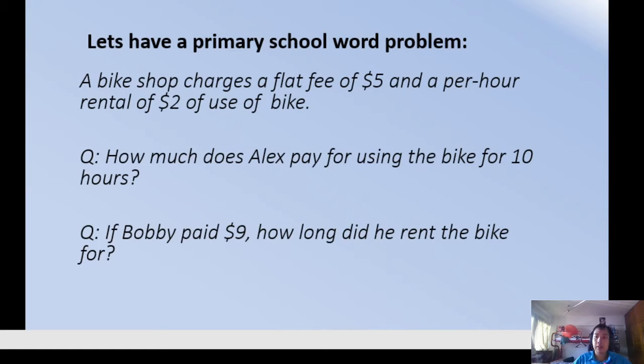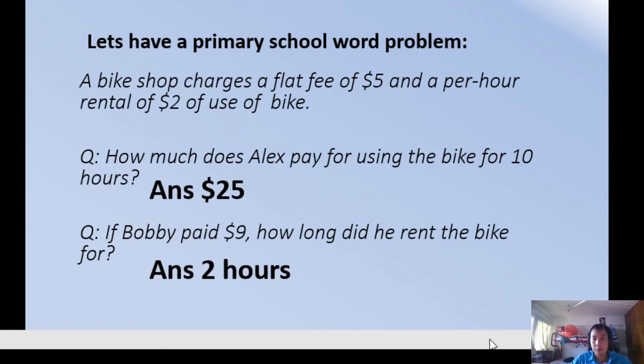Yes, you guys are correct. Actually, if you can understand this, you are on your way to understanding the equation of a straight line. Yes, you guys are correct. First one, he had to pay 25. So the 25 is like the y. And in this case, I tell you $9 is like the y, and then you find the x. So things are going to be clearer. Alright, well done, guys.